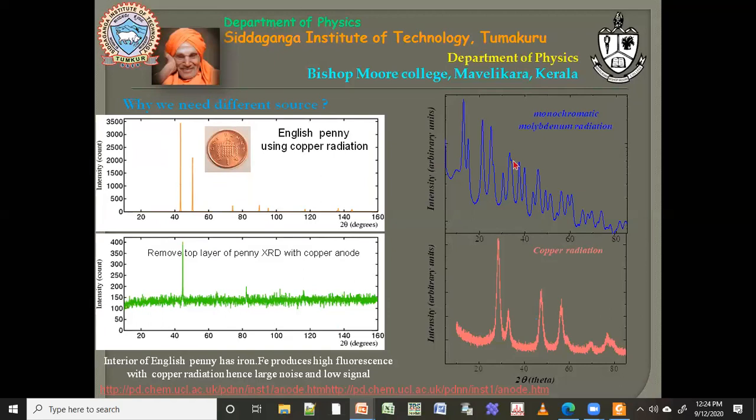Okay, then there is one more reason why you use a different source. This is for cerium oxide. I have taken X-ray diffraction with copper radiation. I am showing the same two theta range for both. For the lower one, it is with copper radiation.